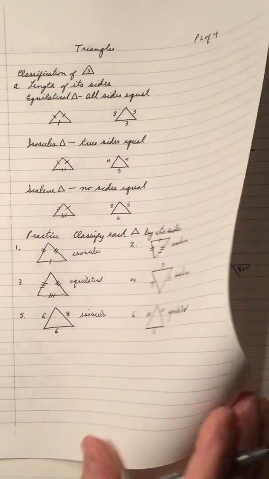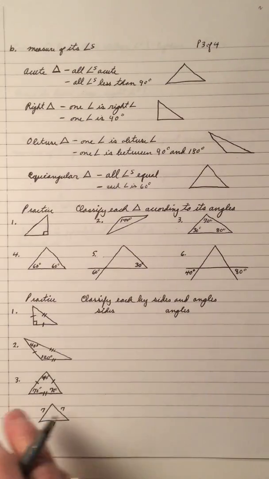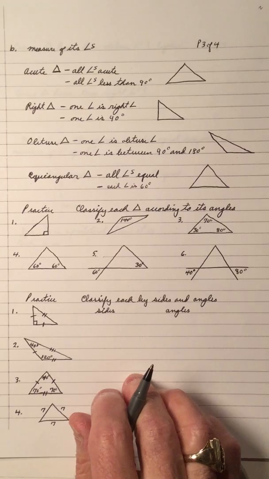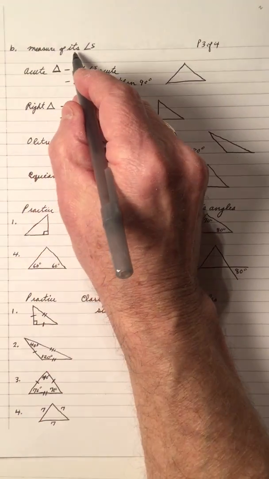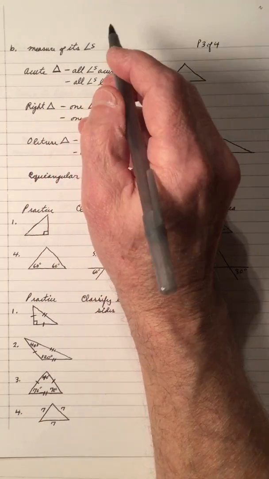Okay, let's continue. How about classifying a triangle by the measures of its angles? The measure of its angles.